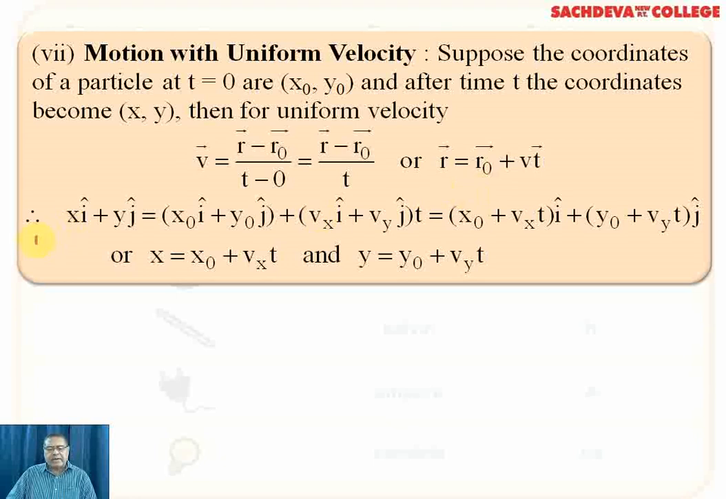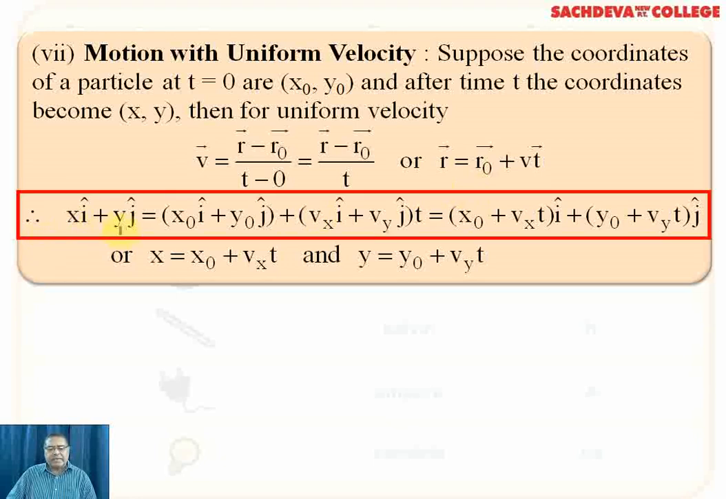Now we will write it in vector form: xi + yj = x0 i + y0 j + vx i + vy j, which equals (x0 + vx t)i + (y0 + vy t)j.